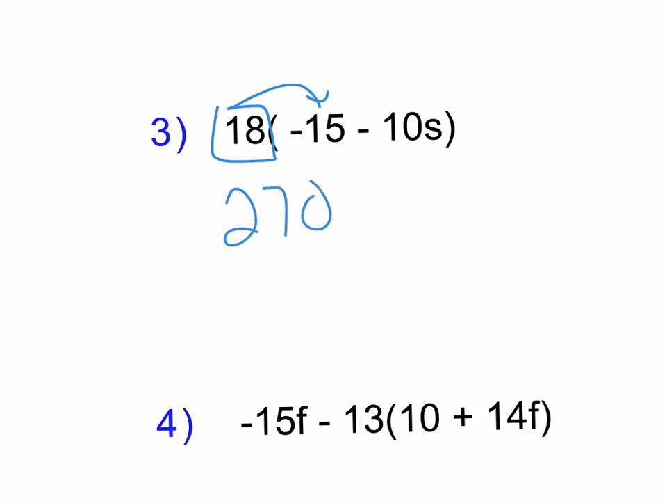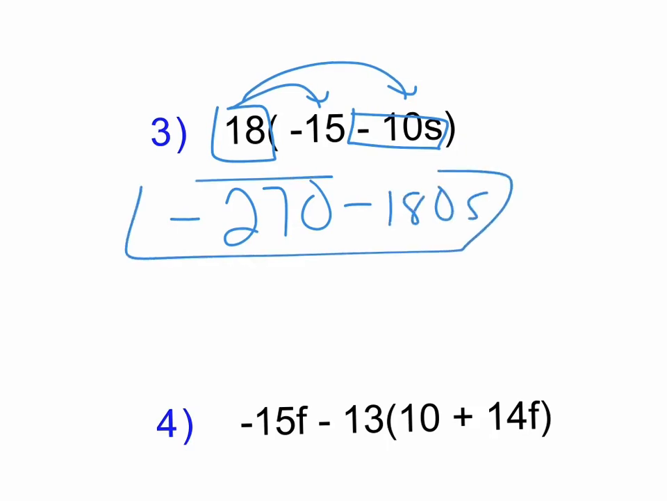A positive times a negative is a negative. Then I take 18 times a negative 10s. So negative times a positive is a negative. 10 times 18 is 180s, and this would be your answer.